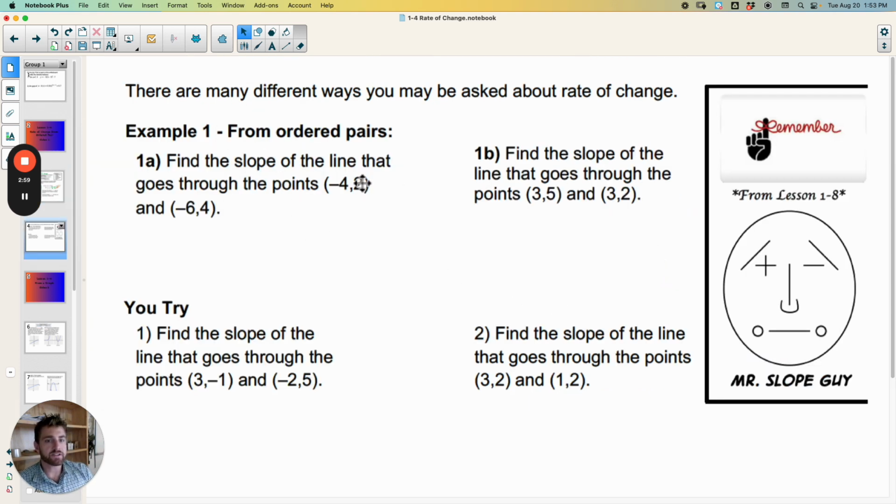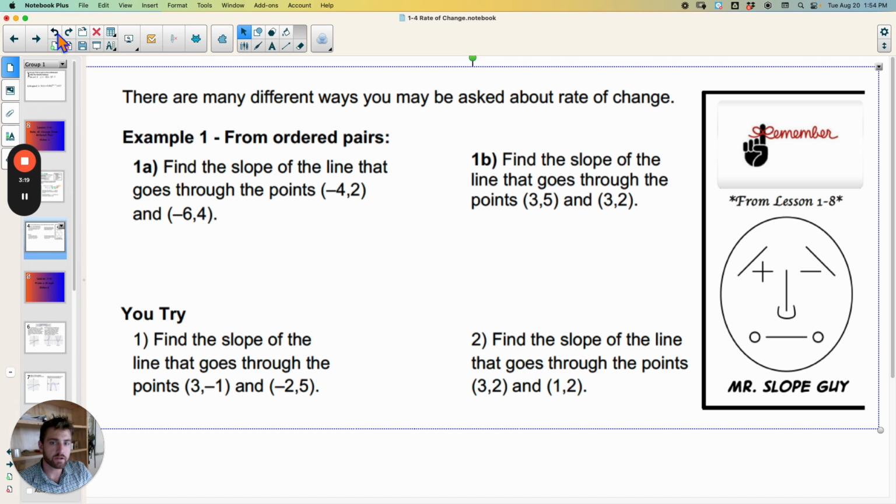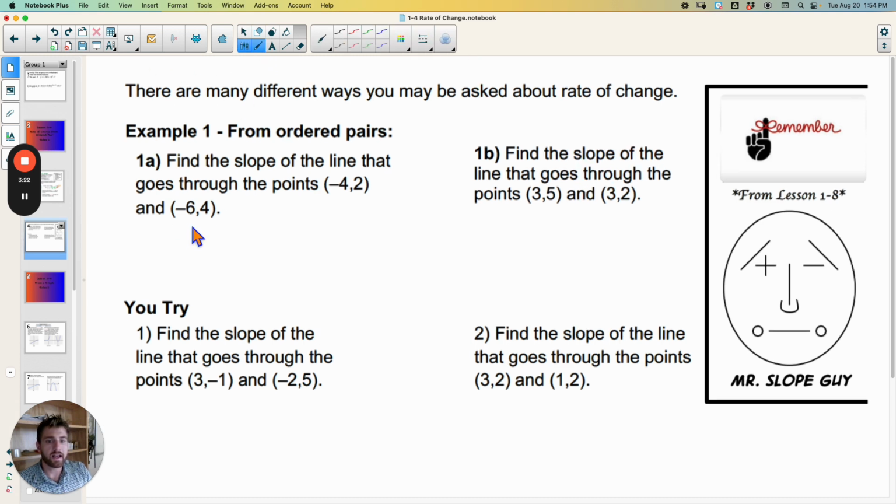All right, so we've got a couple examples here. So example 1 says, what if we have a set of ordered pairs? So we want to find the slope of the line that goes through the points -4, 2 and -6, 4. So I'm going to start by labeling my second ordered pair as x2, y2, and my first ordered pair I'm going to name x1, y1.